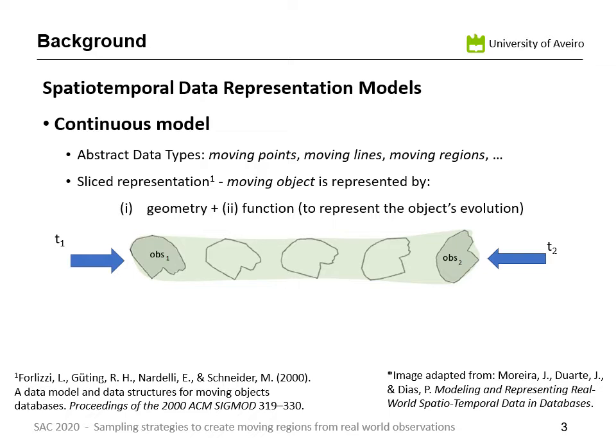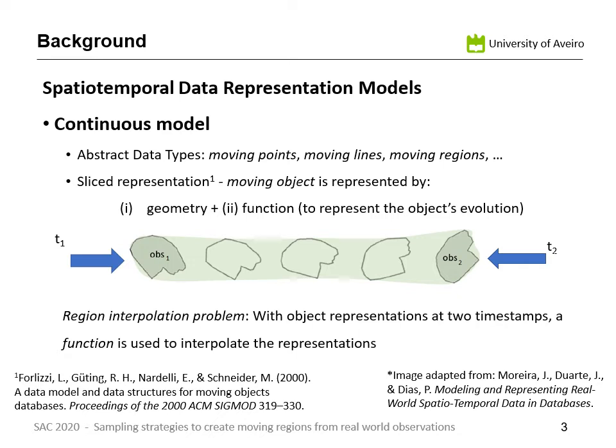The intermediate representations would be like slices of objects' spatial temporal evolution. Then, if one has two observations, interpolation functions are used to estimate the region's intermediate position and shape at any time. This is known as the region interpolation problem. When compared to the discrete model, the continuous model representation provides potential gains in terms of data management, including compression and spatial temporal operations.